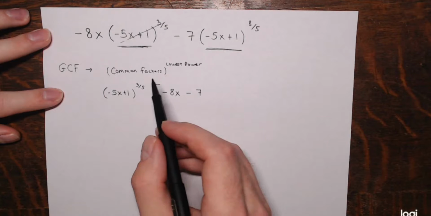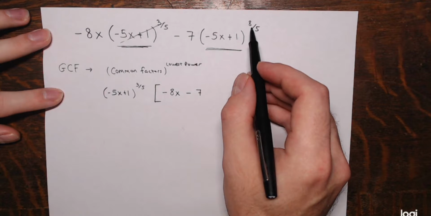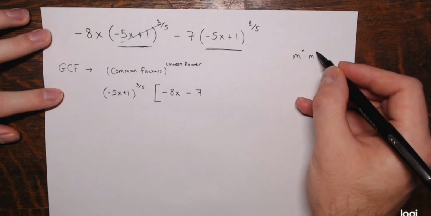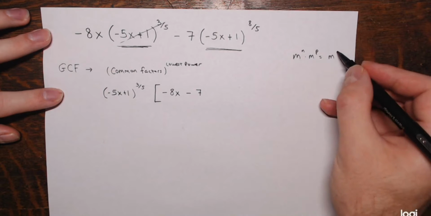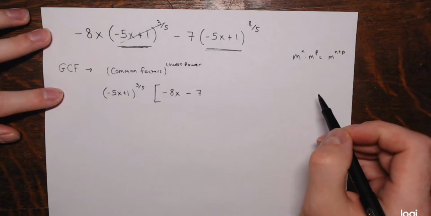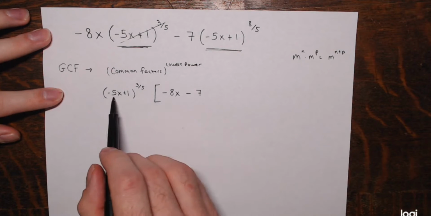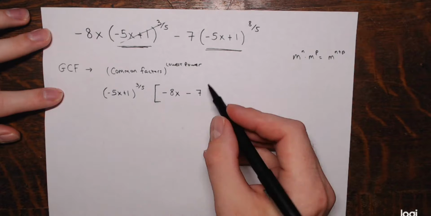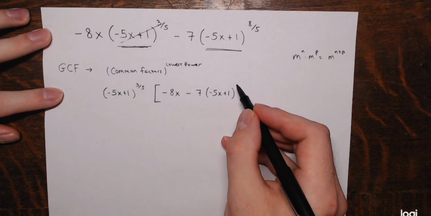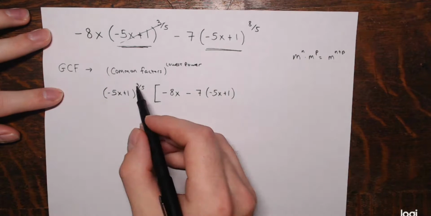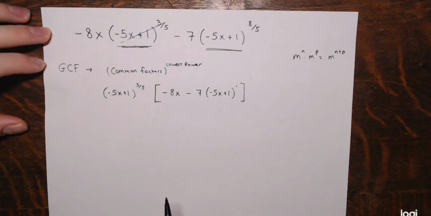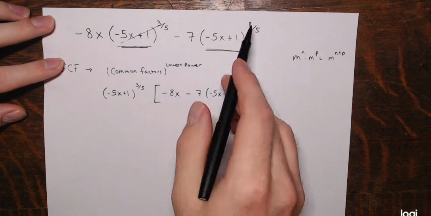3/5 plus 5/5 would be 8/5. Remember, when you multiply things with the common base, the powers get added. Hopefully that makes sense or sounds familiar. So negative 5x plus 1 to the 3/5 times negative 5x plus 1 to the 5/5 would be to the 8/5, right? 3/5 plus 5/5 is 8/5, but that's just the first power. 5/5 is 1. 1 plus 3/5 is 8/5.